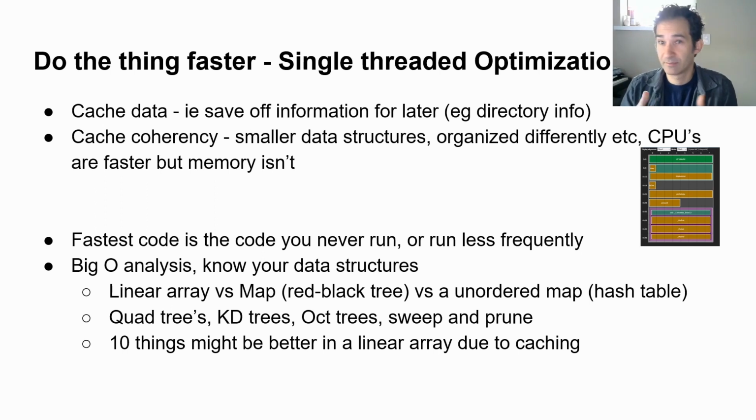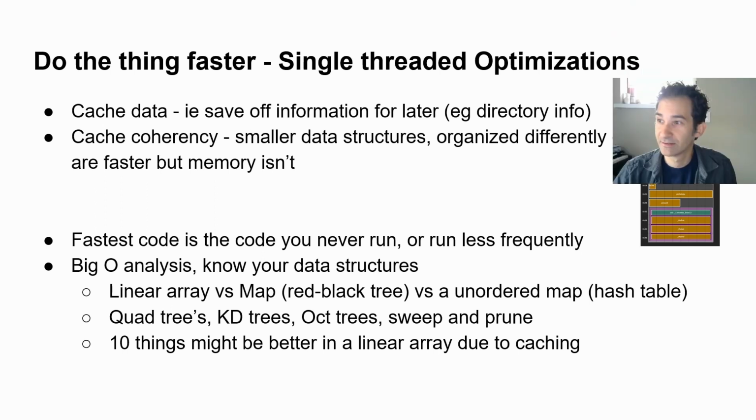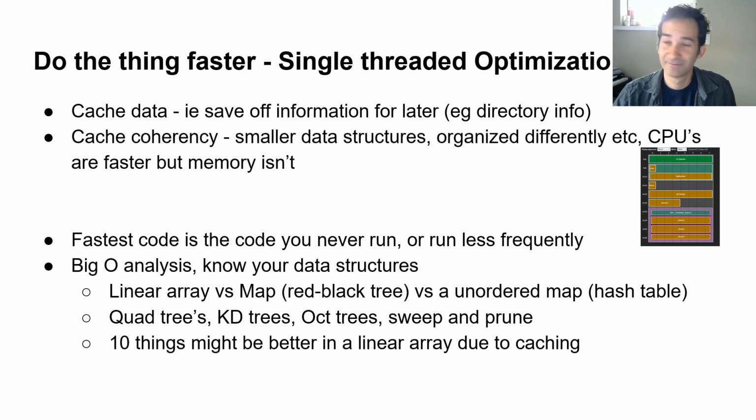So, some single-threaded optimizations. Caching the data, like I just said, like directory info. Data-oriented design, using smaller data structures, organized differently. There's this idea that memory bandwidth has not kept up at all with CPU performance. So it may be a lot better to calculate the sign of a number rather than looking it up in a table, for instance.